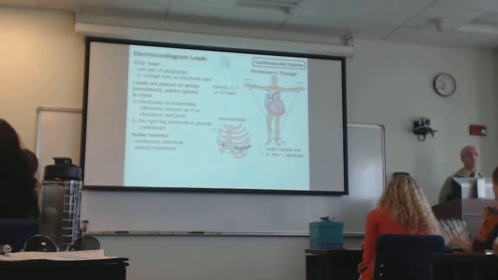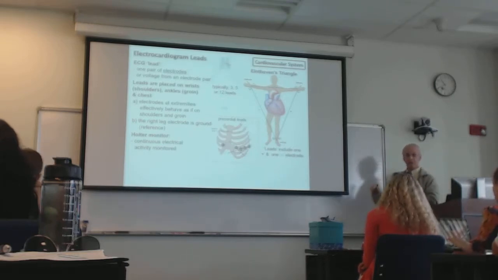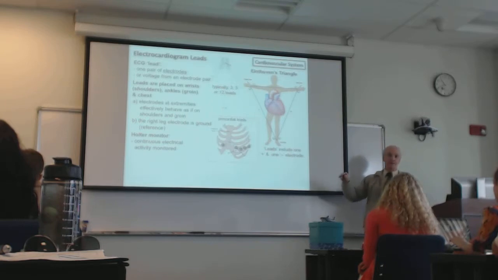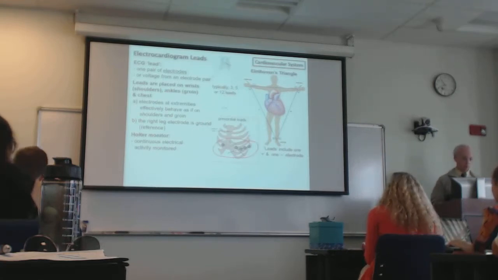So are there any questions then about the difference between an electrode and a lead, and the difference between a bipolar lead and a unipolar lead? And you can see the approximate placement of these precordial electrodes here.